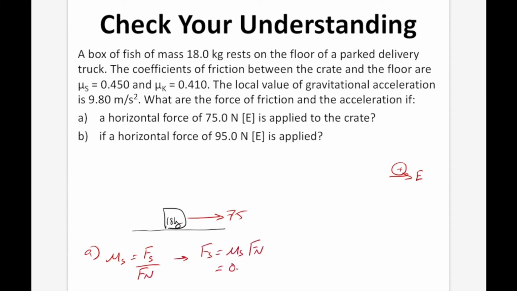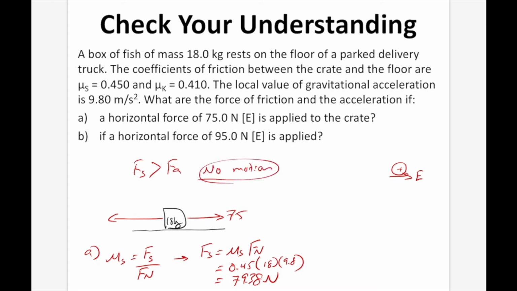μs, we're told, is 0.45. Fn is going to be m times g, which is 18 times 9.8, and that's going to equal 79.38 newtons to the left. Since Fs is bigger than the force applied, there's no motion. So that's the answer to A. There's no motion.